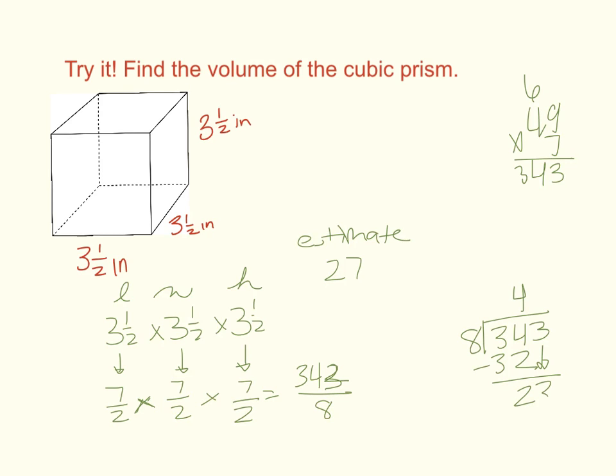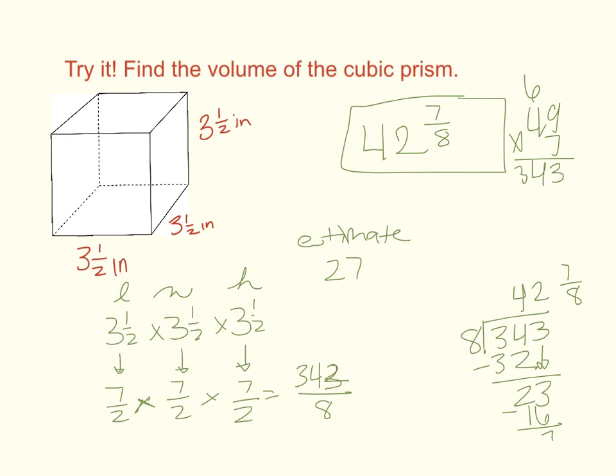Bring that down, 23. 8 goes into 23 twice. 16. Leaving me with 7. I got 42 and 7/8. That's kind of a little bit more than my estimate, but fairly close. And then these are inches cubed. Okay, hopefully I did that one right. I feel like it was all over the place, so if I made a mistake, please let me know.